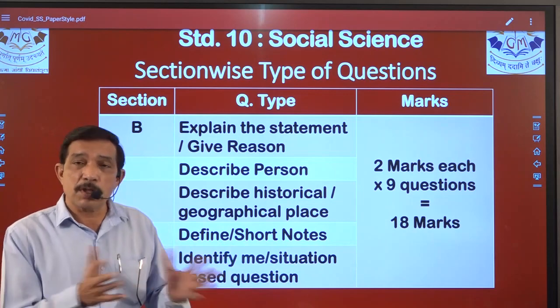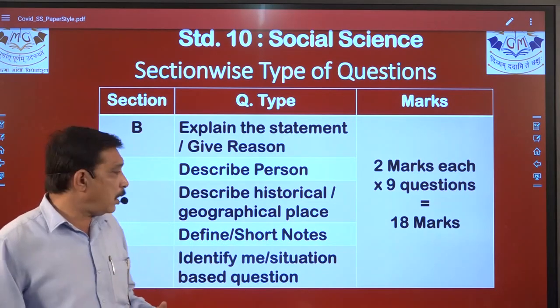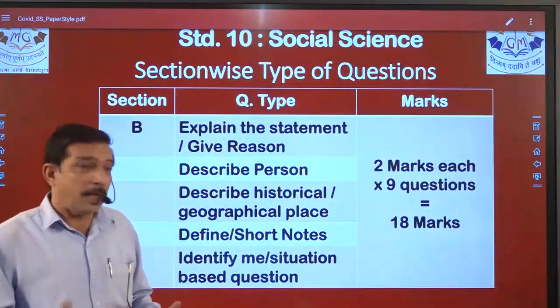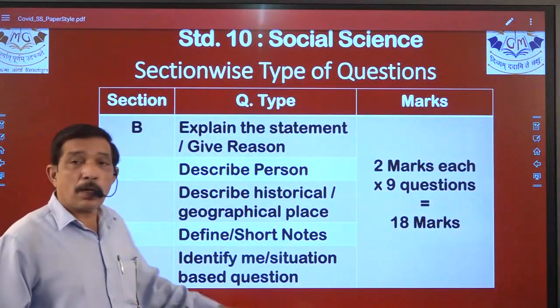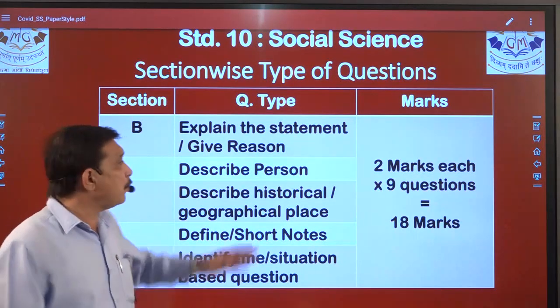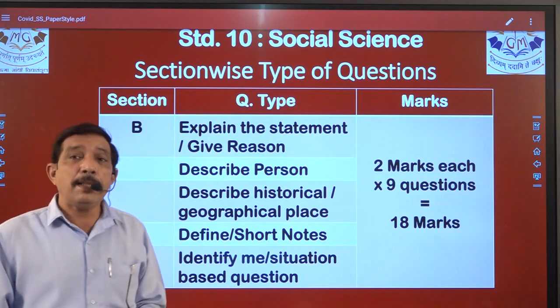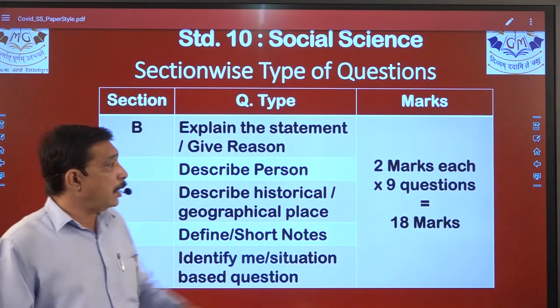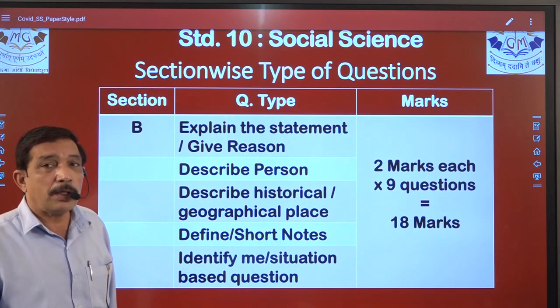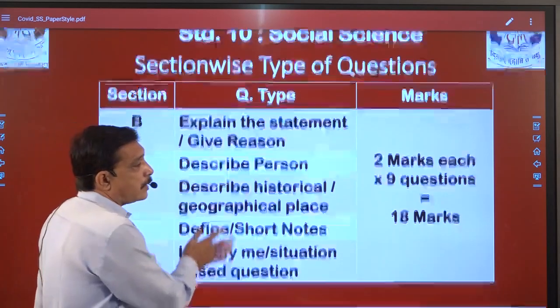Identify me, some situation will be given and you got to identify me. 3 or 4 options will be given over there. Maybe a situation based question, some situation is given and then you got to answer accordingly. So we have quite a lot of variety in section B. 2 marks, 9 questions, total of 12 will be given, out of which 9 you have to attempt. That's 2 9s are 18 marks.